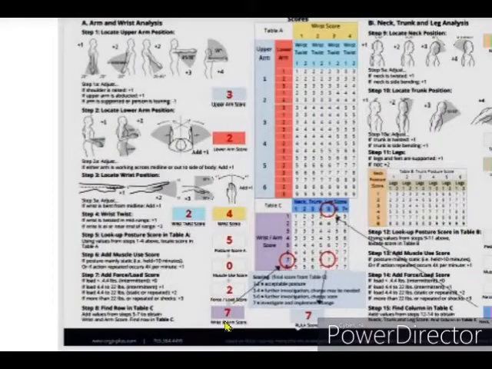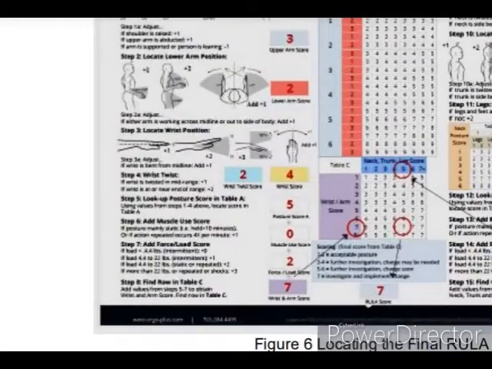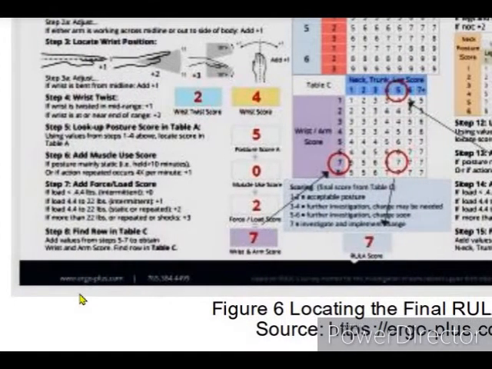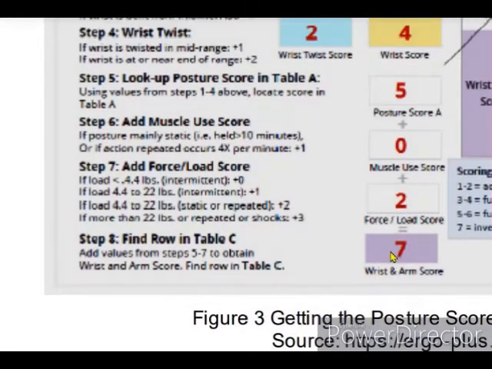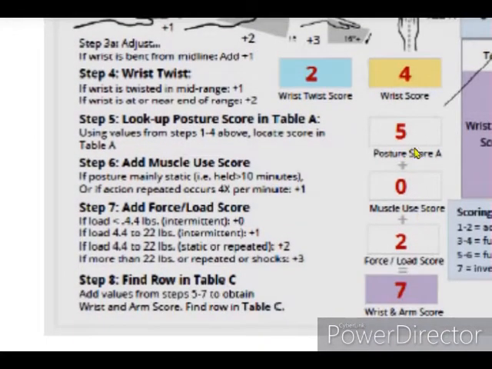Yung pinaka-dulo, 7. Bakit naging 7? Zoom natin. Medyo malabo. Step 6, find the row in table C. Dito lang tayo sa isa guys, sa malinaw. Kanina kasi malabo. Ganyan guys, pinasa mo lang. So, 5 plus 2, kaya naging 7. 7 yung score niya.